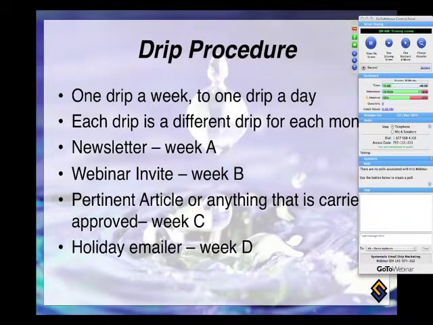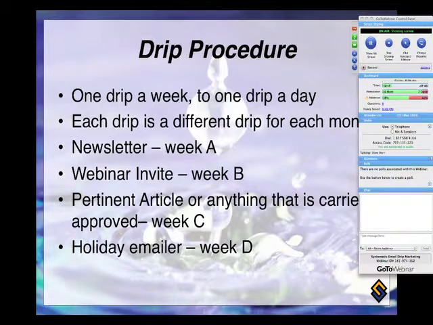So here's an example of a drip procedure. This is just a basic procedure. We'll go over a couple different concepts as far as drip process. You're going to want to drip out about 1 email a week to 1 email a day. You don't want to do more than 1 a day because too high of a frequency will become irritating to your recipients and they'll be more likely to click that opt-out button and then you can't market email-wise to them again.